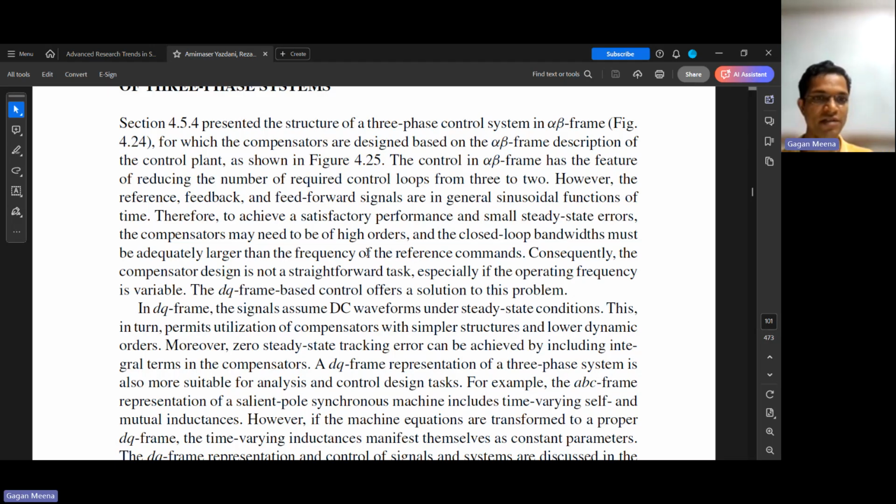So a solution for this is offered by DQ frame based control. In this, the signal assumes DC waveforms under steady state conditions. Under steady state, you have to note this. The steady state condition is achieved by the PLL. And this in turn permits utilization of a compensator with simpler structure and lower dynamic order. We can use a simple PI controller. Moreover, zero steady state tracking error can be achieved by including integral terms in the compensator.